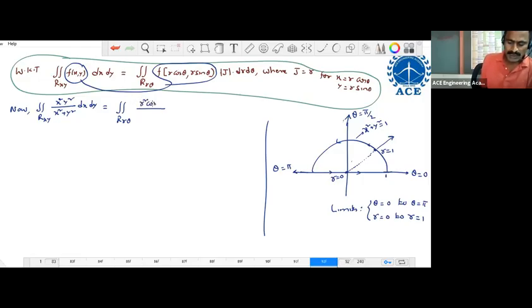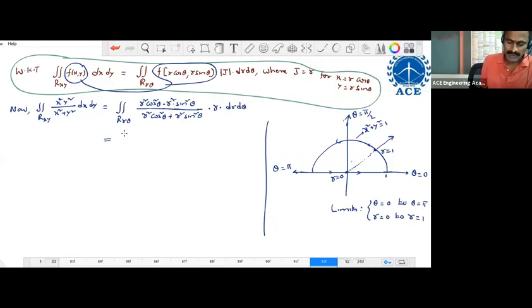R square cos square theta, next into r square sin square theta, divided by x square plus y square, which is r square only. Or write x equal to r square cos square theta plus r square sin square theta, dr. So this is modulus of J, which is r dr d theta. It is a conversion. Now simplify and we evaluate.